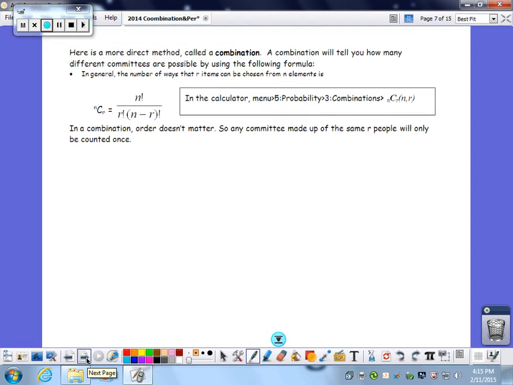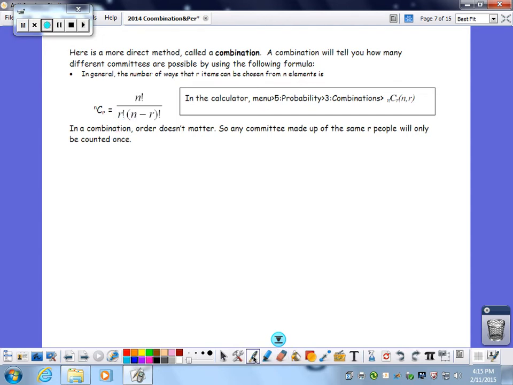All right, so here we don't want to count the repeats. Order doesn't matter, so that means we're taking out the repeats, like Andy Beth and Beth Andy are the same group of 2 people. So we have an extra variable in our formula here, this r factorial. What that does is get rid of those repeats in my formula.